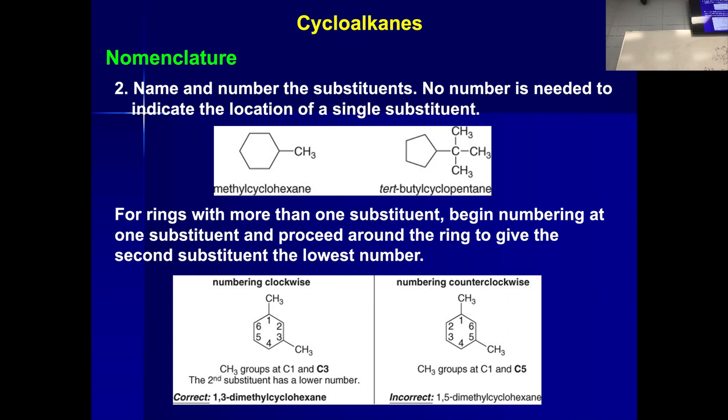We do not have to call it 1-tert-butyl. Okay? But if we have 2 substituents, 3 substituents, so on and so forth, we have to identify their location. So let's look at some examples.